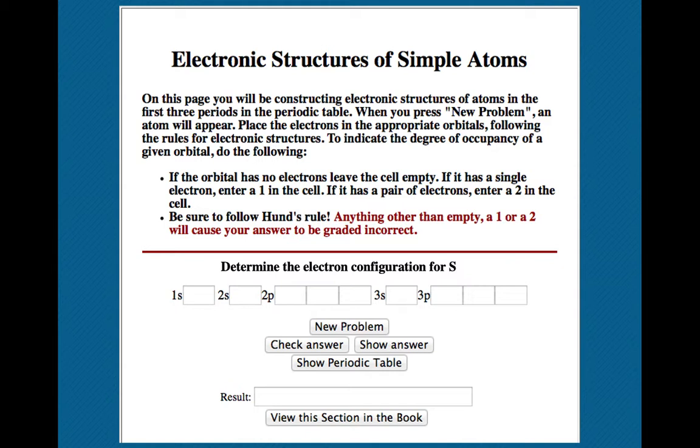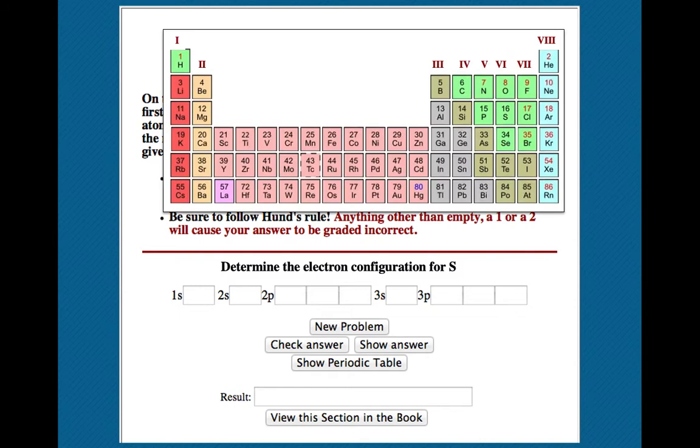We're going to go back to sulfur again. We just did sulfur, right? Here's our periodic table, and here's sulfur. On this tutorial, you have a whole bunch of little blocks. And you must either enter a 1, a 2, or nothing. Okay? That's different on Blackboard too. But a 1, a 2, or nothing.